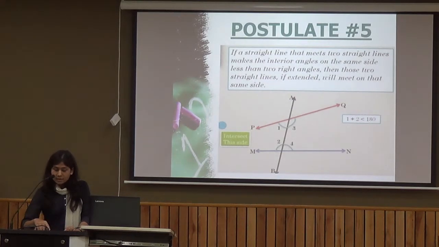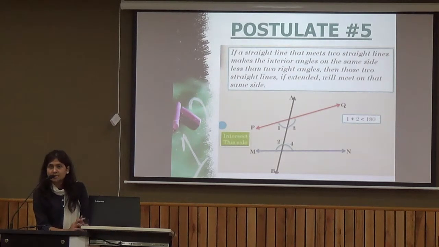What is it? If the interior angles on the same side are less than 2 right angles, then those two straight lines, if extended, will meet on that same side. Here angle 1 plus angle 2 is less than 180 degrees. Therefore, these two lines, when extended towards point P and towards point M, you can see them intersecting at some point, say O. Okay, this is postulate 5.